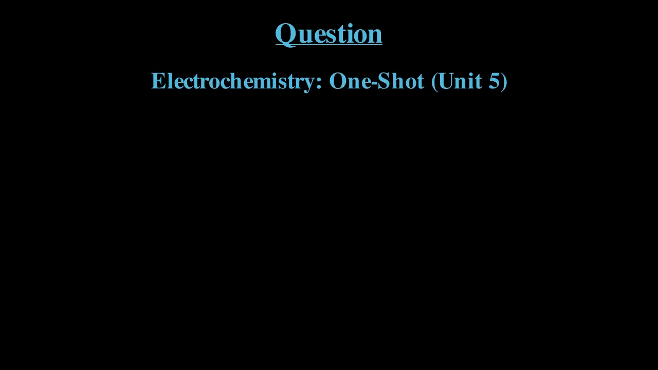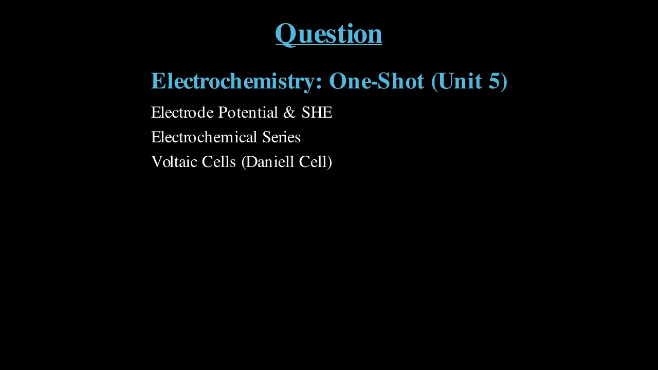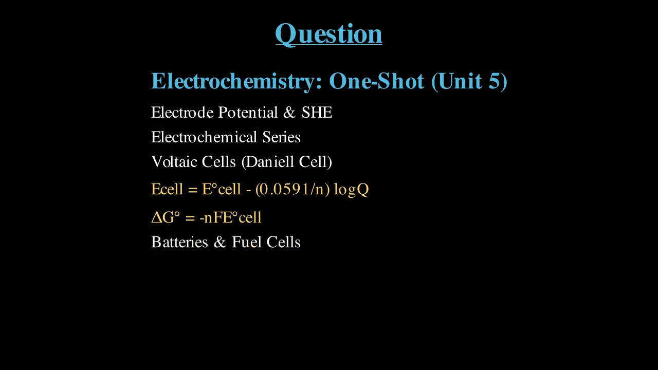In this 20-minute one-shot, we'll cover electrode potential, types of electrodes, the standard hydrogen electrode, and the electrochemical series. We'll then build Voltaic cells and tackle the important Nernst equation and the Gibbs free energy relation, delta G equals minus nFE. We'll also cover practical applications like batteries and fuel cells. To top it off, we'll solve 3 solved numericals on the Daniell cell and Nernst equation.